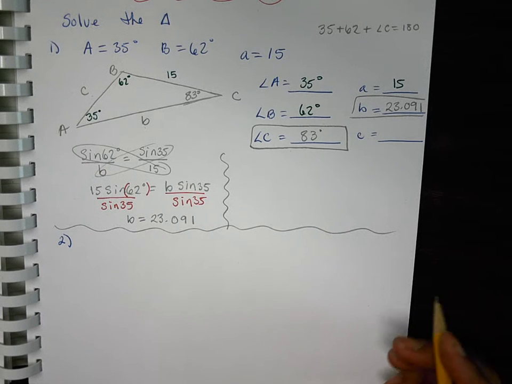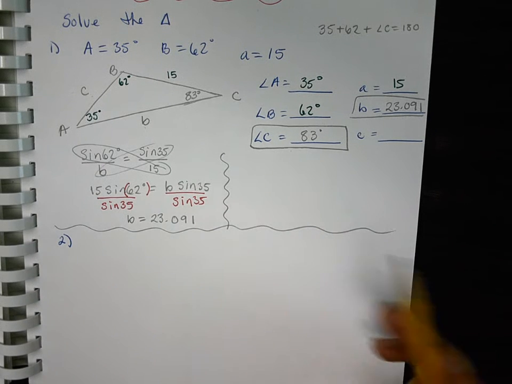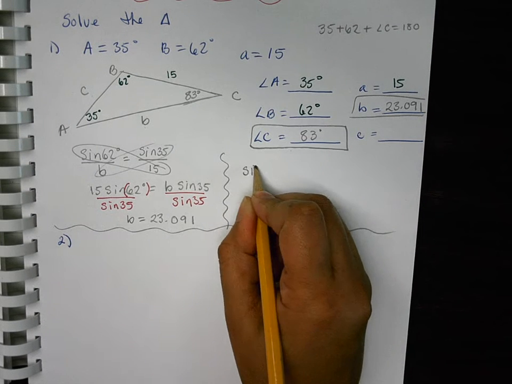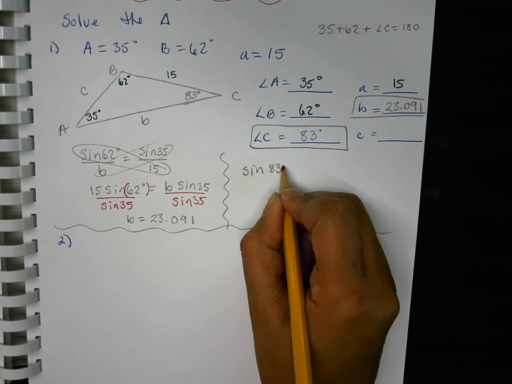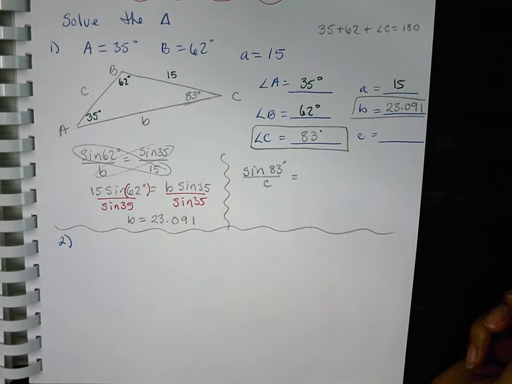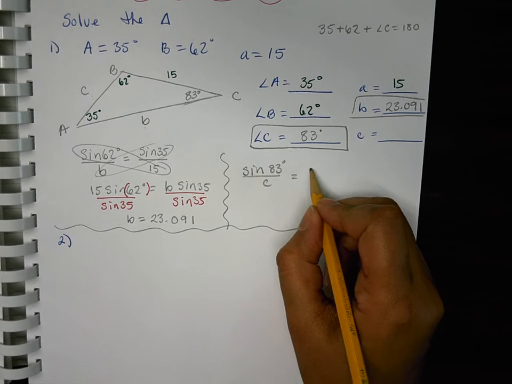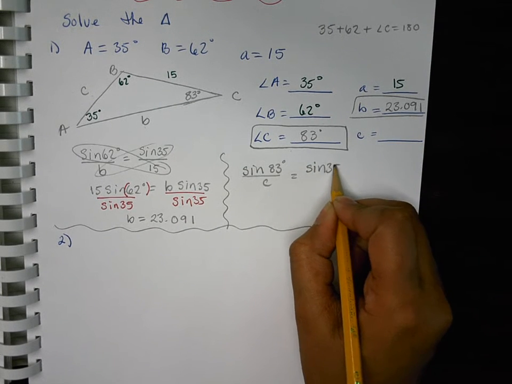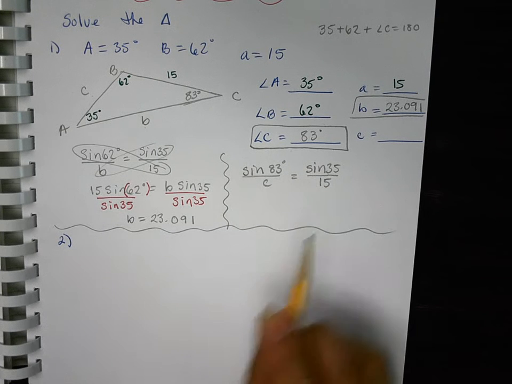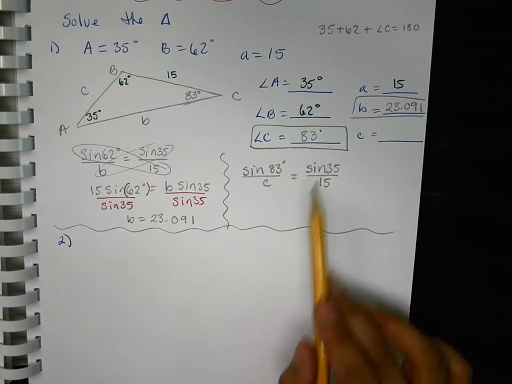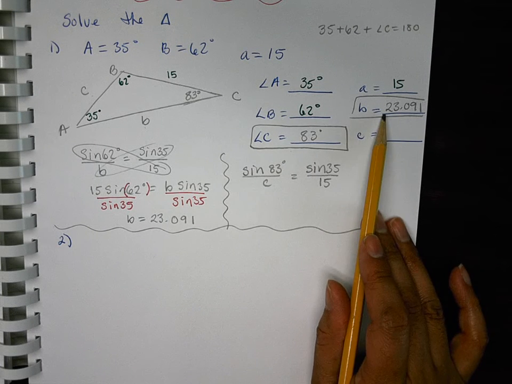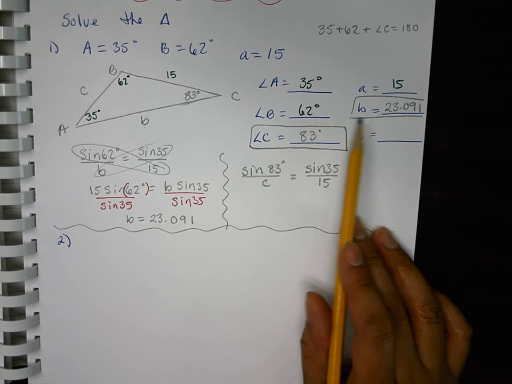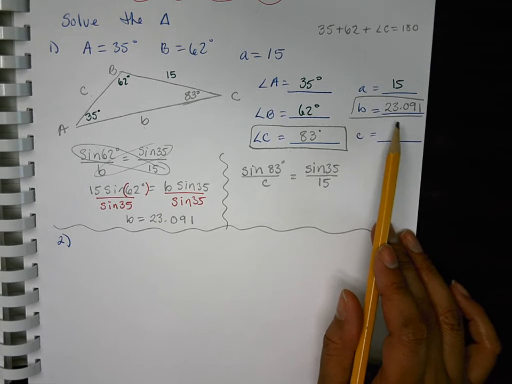Okay, John, give me your equation that you're going to set up to find side C. Sine of 83 over C, good job, equals perfect, over what? 15. Good. Now, if he wanted to, could he have used sine of 62 over 23.091? Yes, because we know now angle B and side B. But why would we not want to use that combination? Decimals, we'd rather not. Less work, less plugging in.